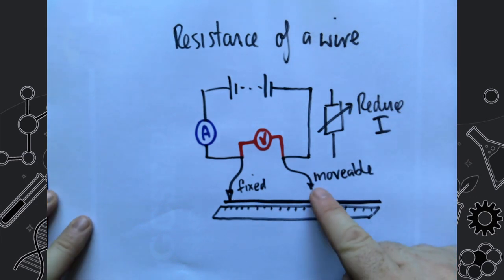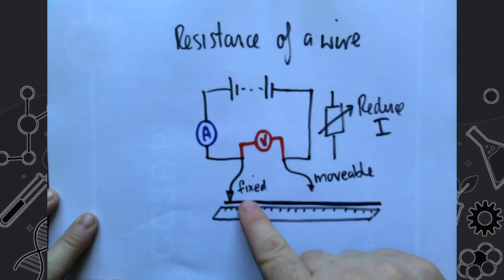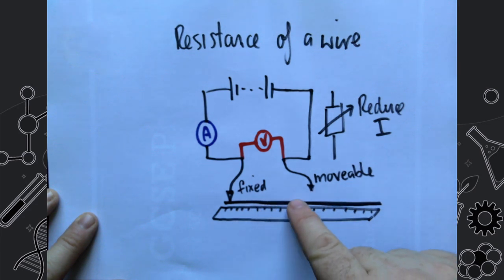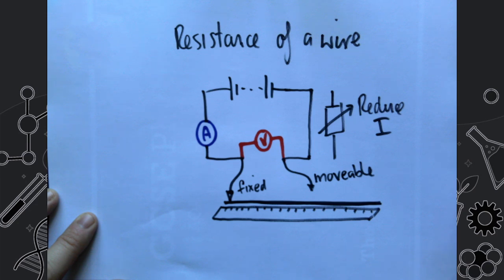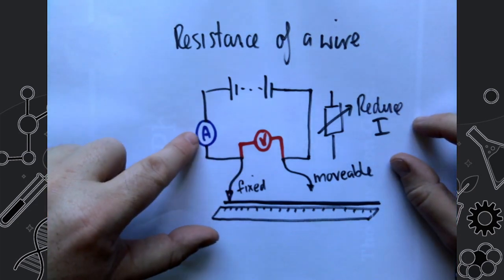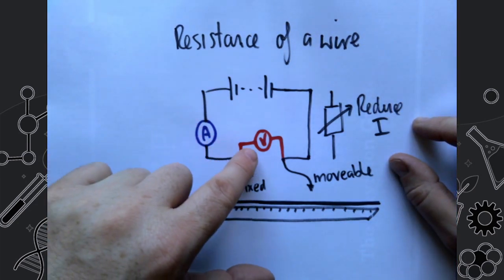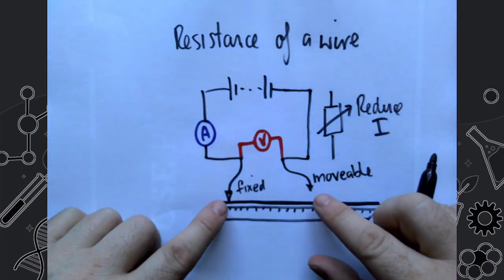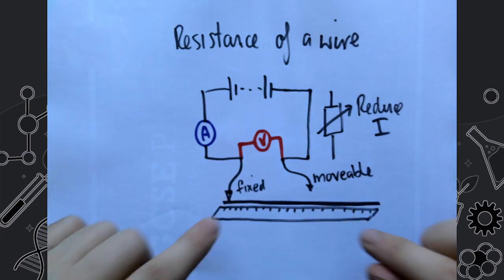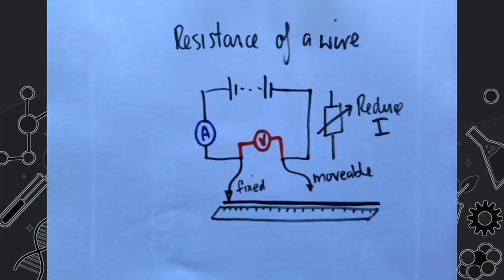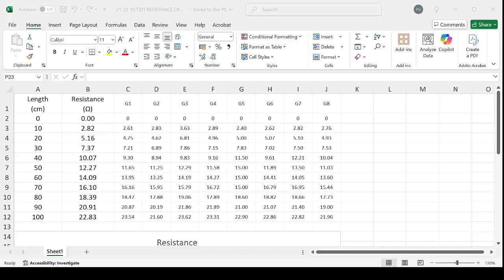So we're going to take this movable contact and we touch the wire at various lengths that we know, preferably every 10 centimeters, and we'll note down the current in the circuit and the potential difference across the wire for every length. And what you find is, let me just go to my computer here. Yes, there we go. And what you find is that you have a nice set of results.